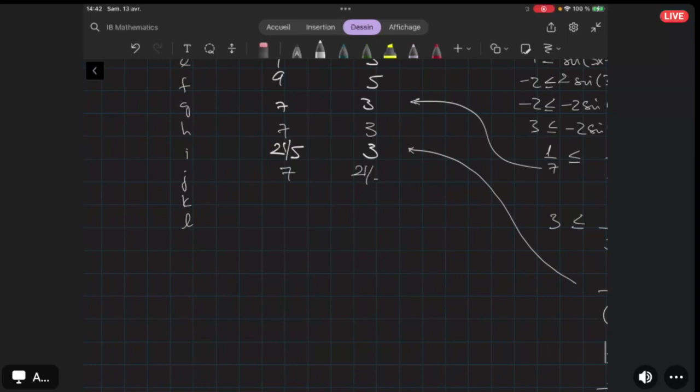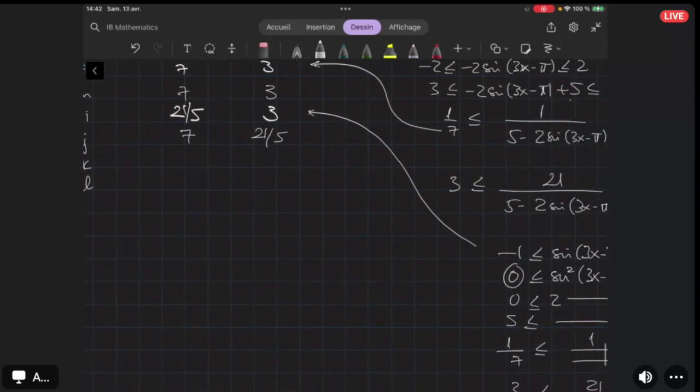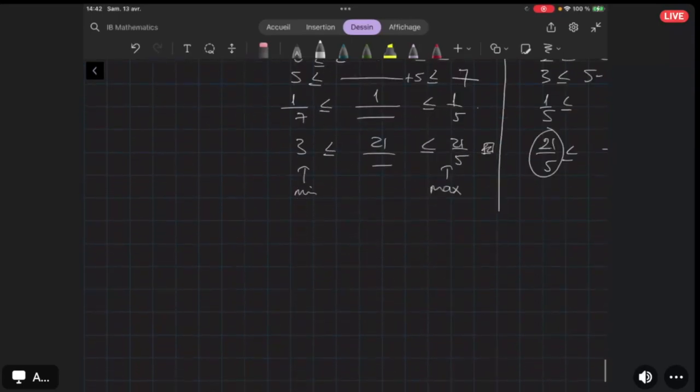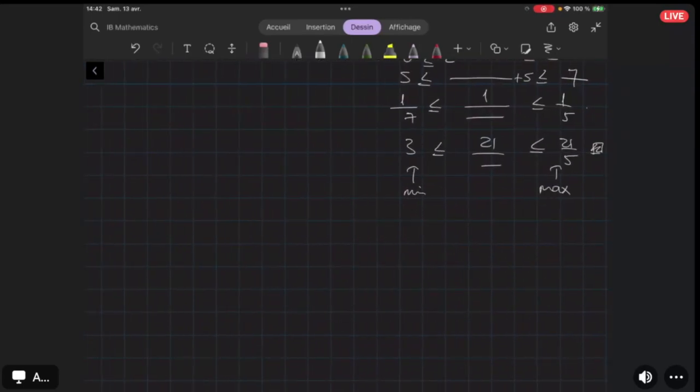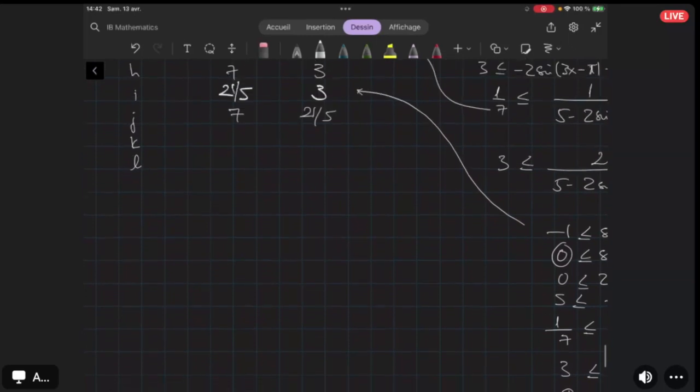7. 1 over 5. There is a typo for K and L. So I'm going to change the 5 to a 7. I'm going to write down the questions so that you're not confused. Now it's getting interesting.